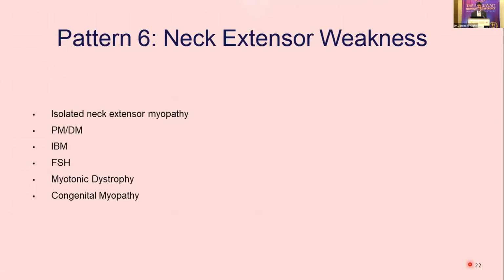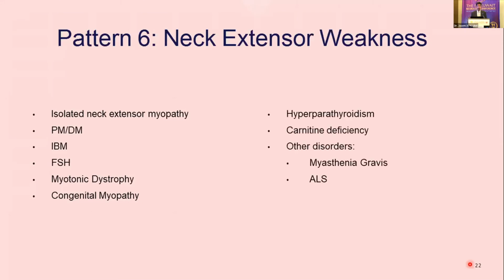Again, the isolated neck extensor weakness could be part of polymyositis or dermatomyositis, IBM, FSH, myotonic dystrophy, and congenital myopathies. The other differentials for this type of weakness, camptocormia as we call it, are hyperparathyroidism, carnitine deficiency, myasthenia, and ALS, which can all have head drop. Parkinson patients can have head drop. So you have to be careful with that when you're dealing with patients.